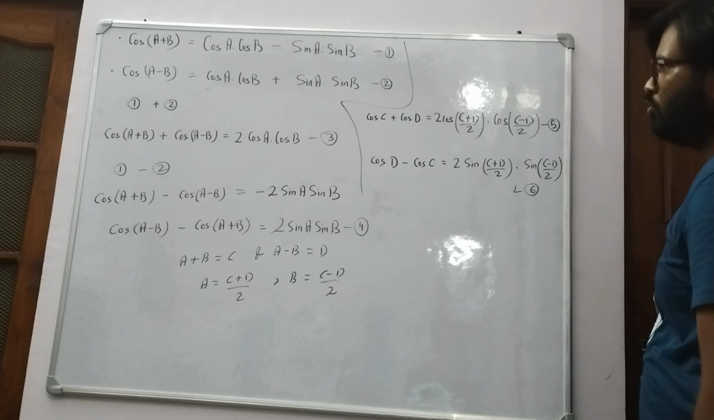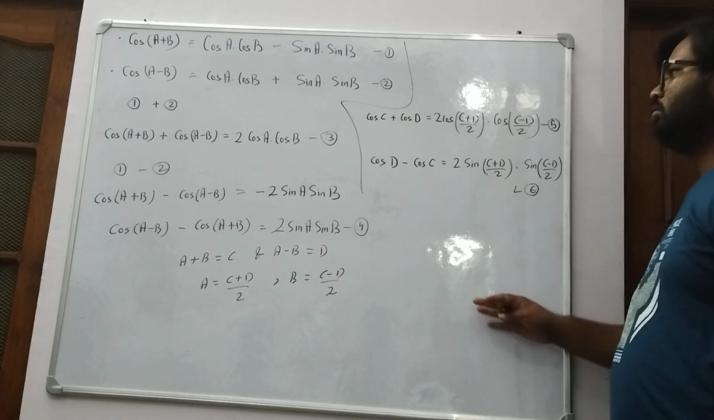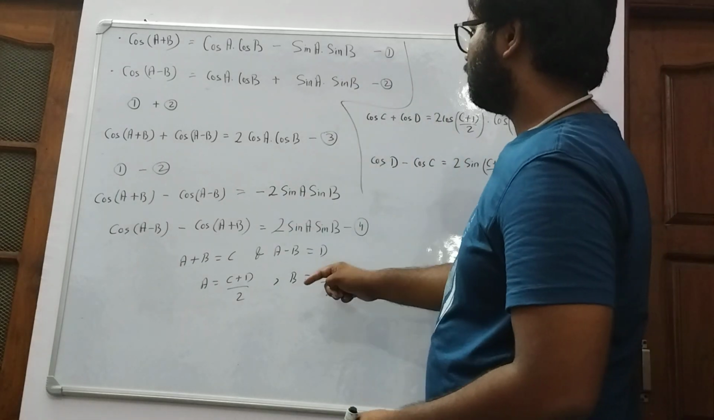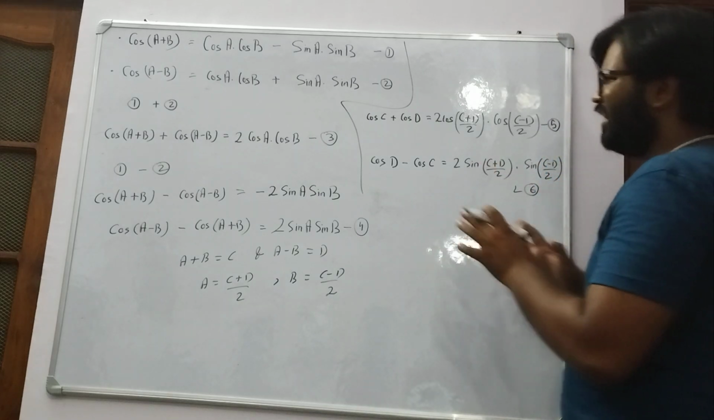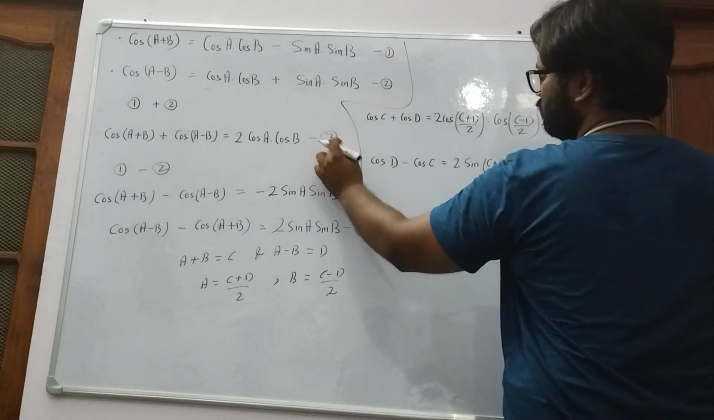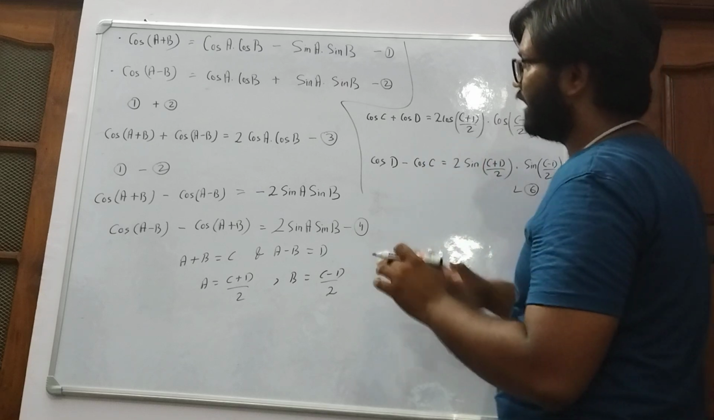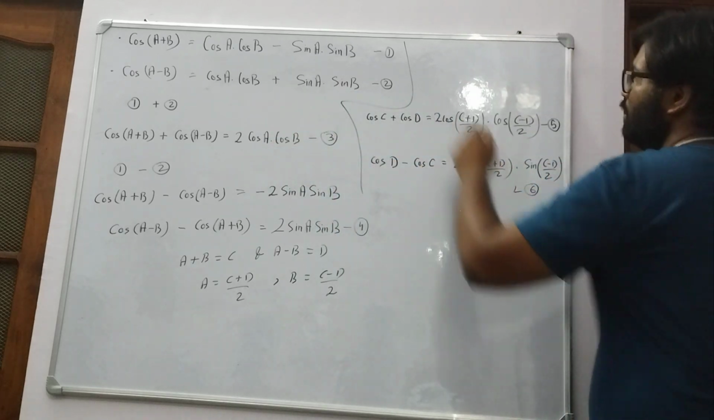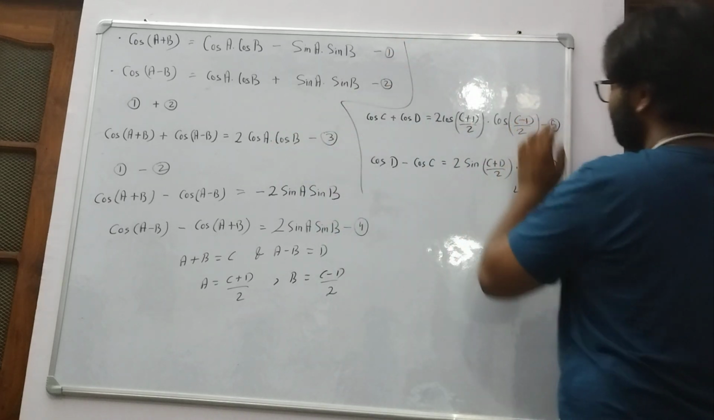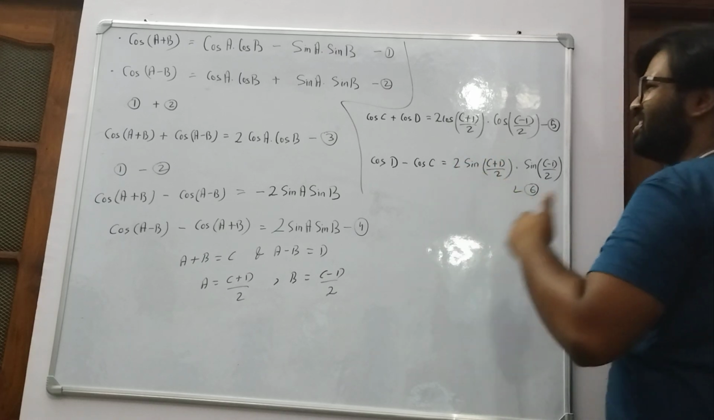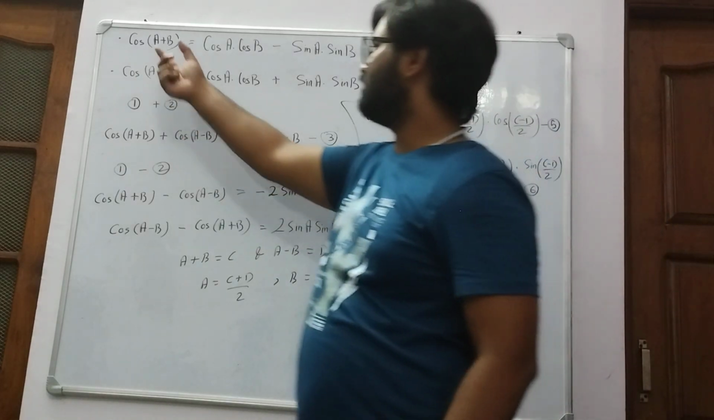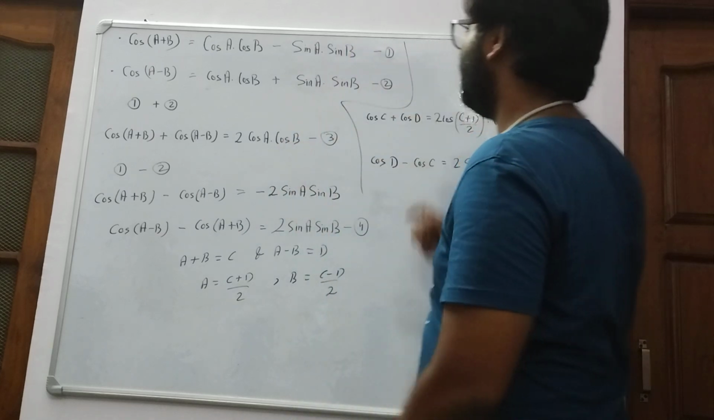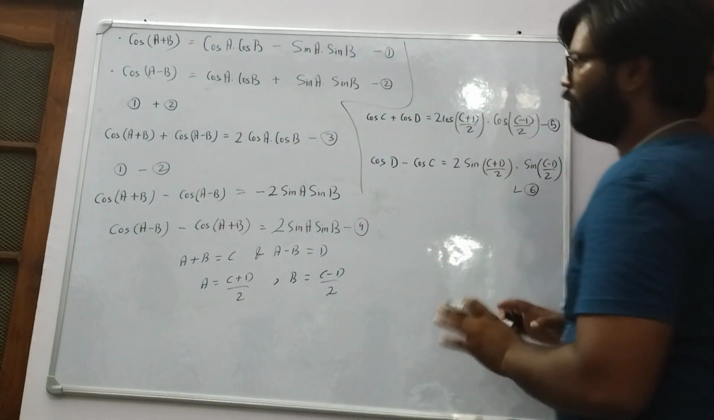I'll give you a few seconds to note it down, and once you note it down, with this we have identified 8 formulas. Okay, 1, 2, 3, 4, 5, 6. Not 8, actually 12 formulas. Sorry, these 6 formulas, and the 6 previous ones, which came from sin (a plus b) and sin (a minus b). So in total we have identified 12 formulas.